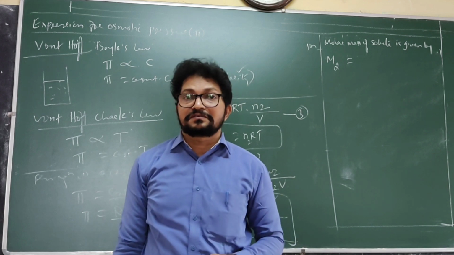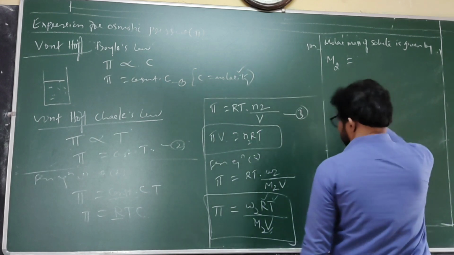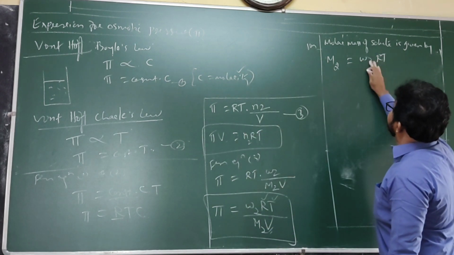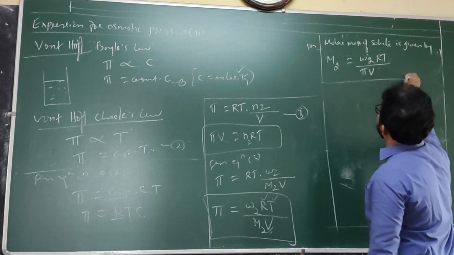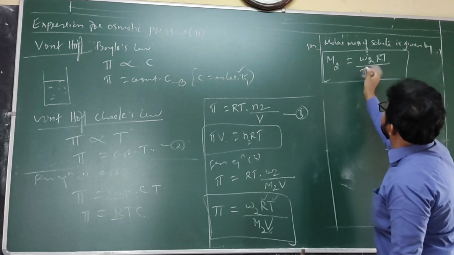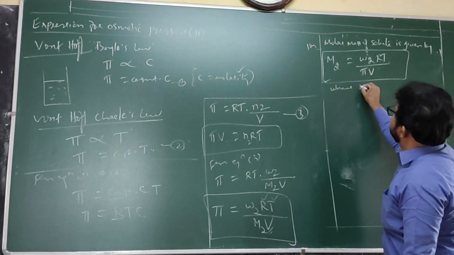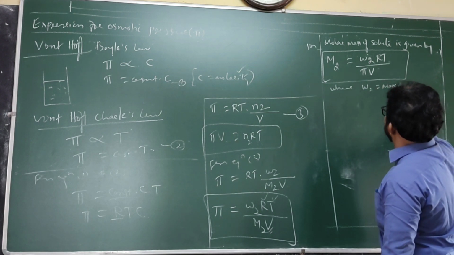Molar mass is reciprocal to colligative property. So M2 equals W2RT divided by pi into V. Now you see, this is the expression for molar mass. W2 is what? Mass of solute.